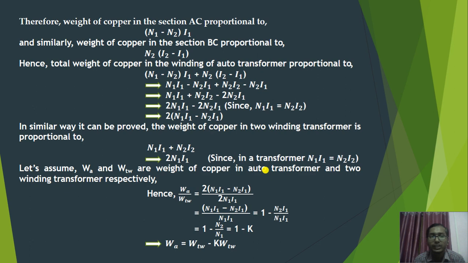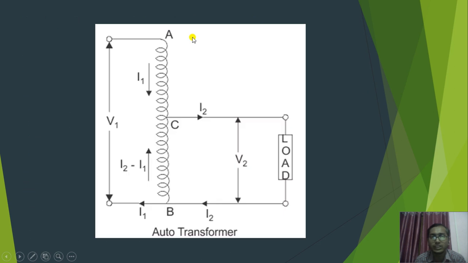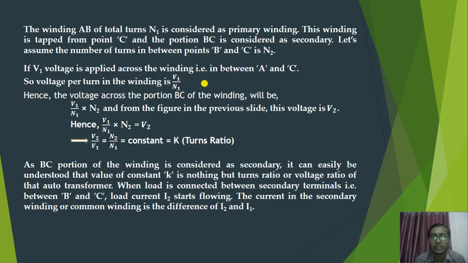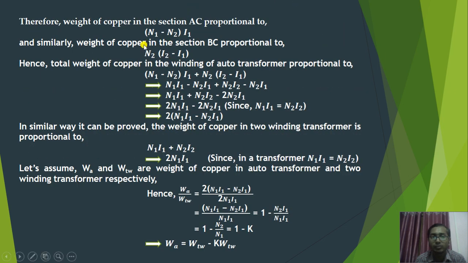So in this way we can say that the weight of copper in section AC is proportional to N1 minus N2 into I1. So how is it possible? If you see the part AC, you can see that the number of turns in part AC will be N1 minus N2, because here we have N1 turns from A to B, and from B to C we have N2 turns. So we have N1 minus N2 turns in AC. And what will be the current through this part? It will be I1. So the weight will be directly proportional to N1 minus N2 into I1.